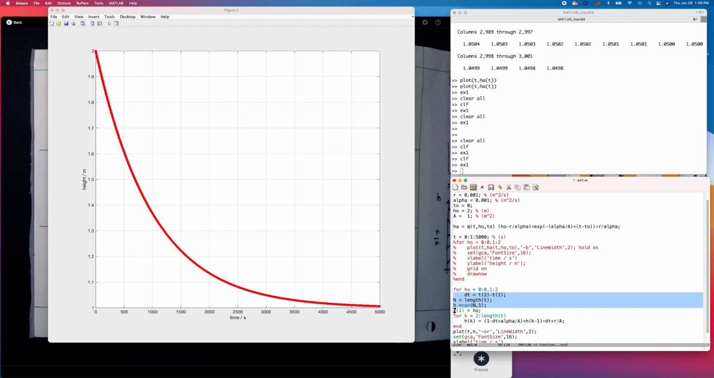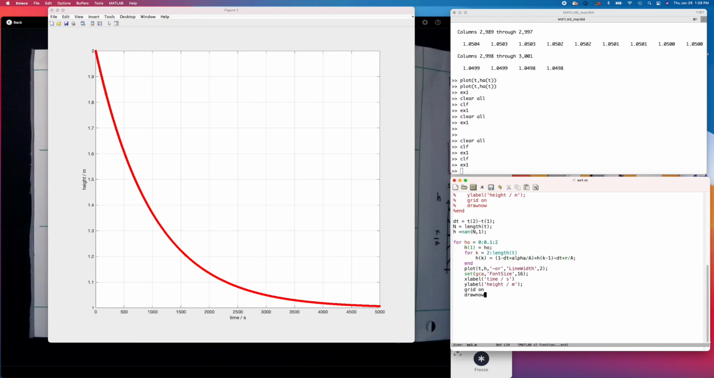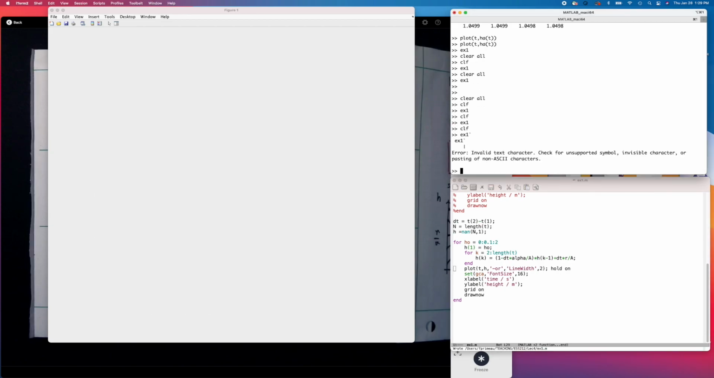This is a constant. I push those out here. Then we set the initial condition, then we time step, and we make a plot. And we continue the loop, and I need to do a hold on after every plot. Hold on. CLF, EX1. Whoops.